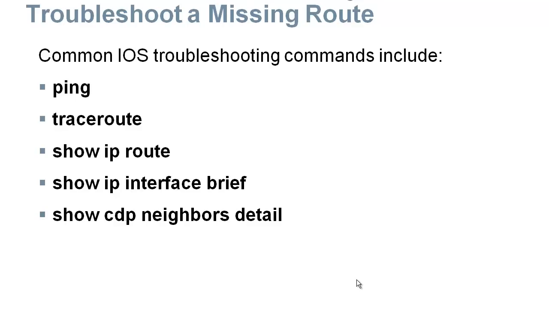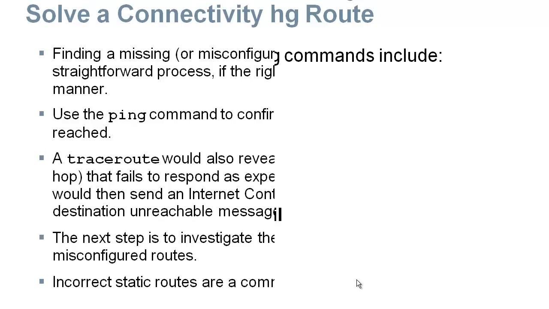Remember, show ip route. Look at your routing table and see what routes ended up in there. It's so easy to put in a static route and fat finger one. Show ip interface brief. Look at the IP addresses that you put in. Look at the protocols and the status. Did I leave one administratively down? Stuff like that. And then show cdp neighbors detail. Did you put in a next hop IP address, and is that next hop IP address correct?